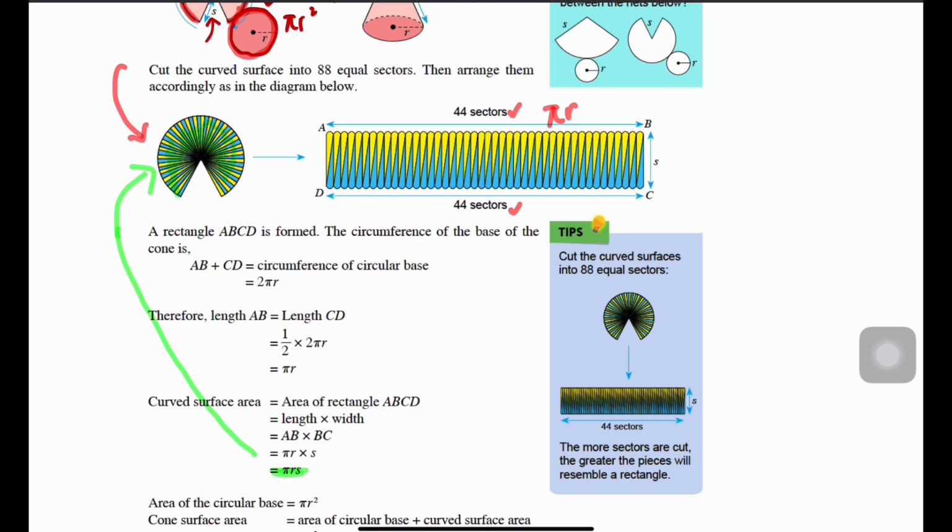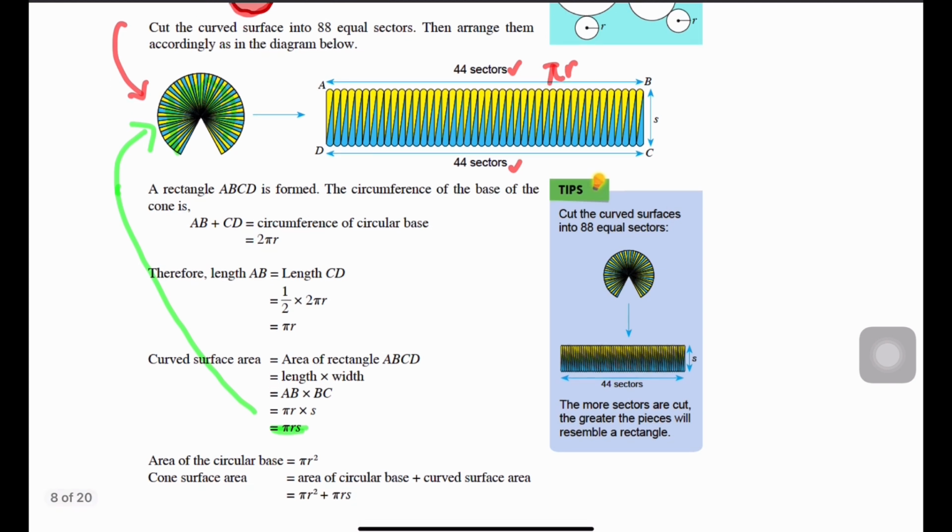So di segitiga macam pizza, betul lah. Nak mencari luas dia adalah pi R S. Sekarang ni yang bentuk yang ini, bawah ni pula dia kata, area of the circular base atau tapak bulatan adalah pi R square.